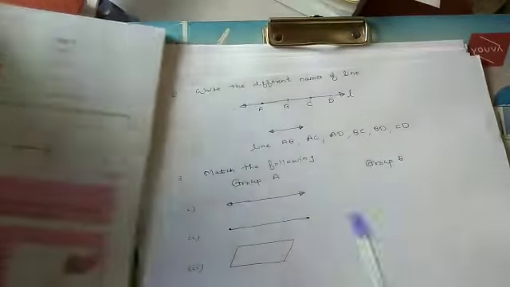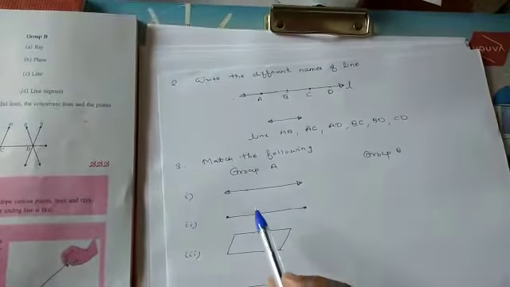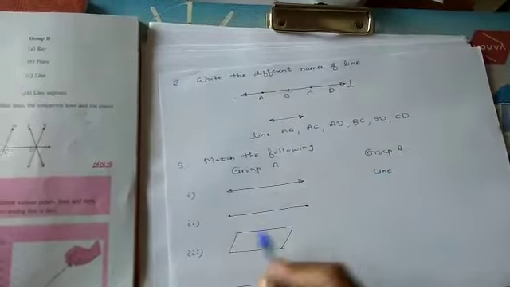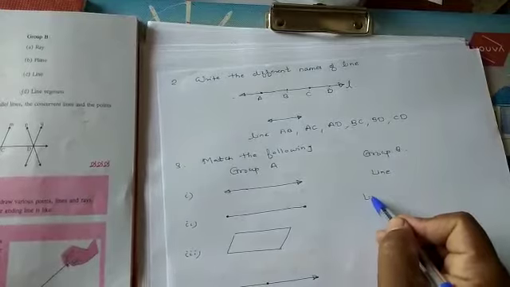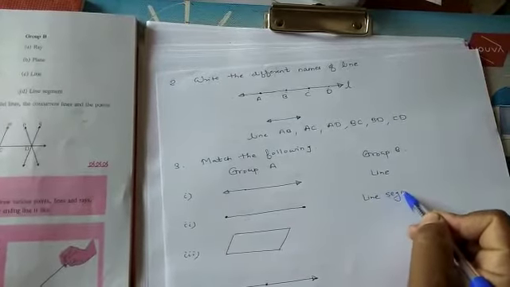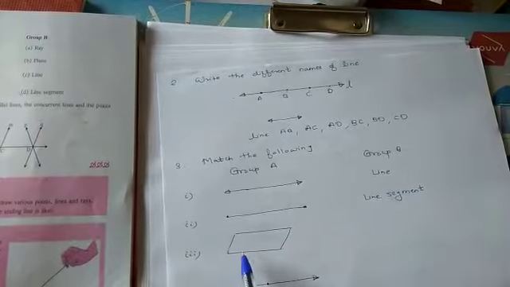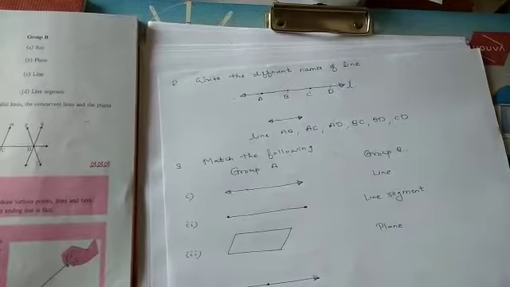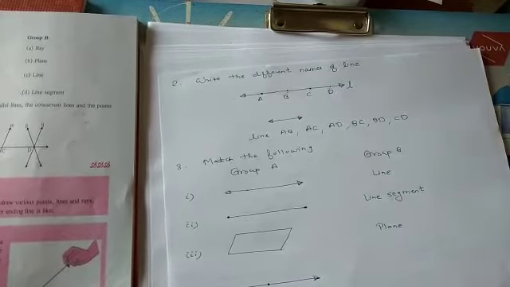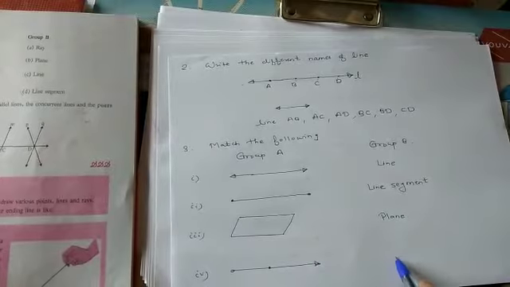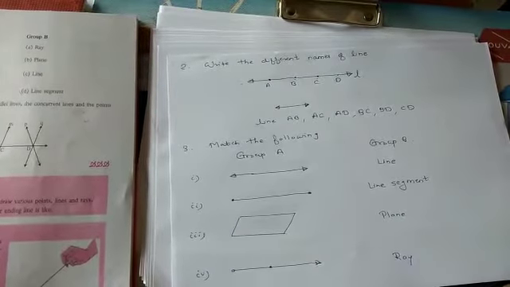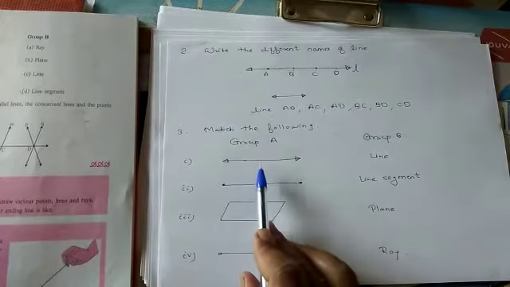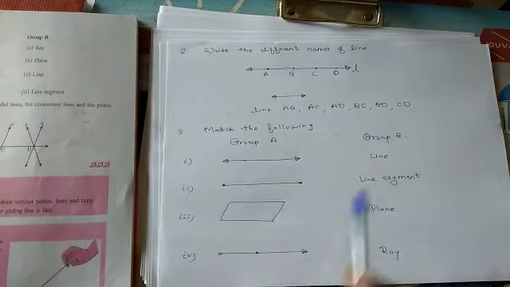So what are the answers? If you are observing figure A in Group A, the first is a line. The second is a line segment. The third is a straight flat surface, so it is a plane. And the last one is a ray. So these are the answers that I am writing in front of these figures. These are directly the answers.